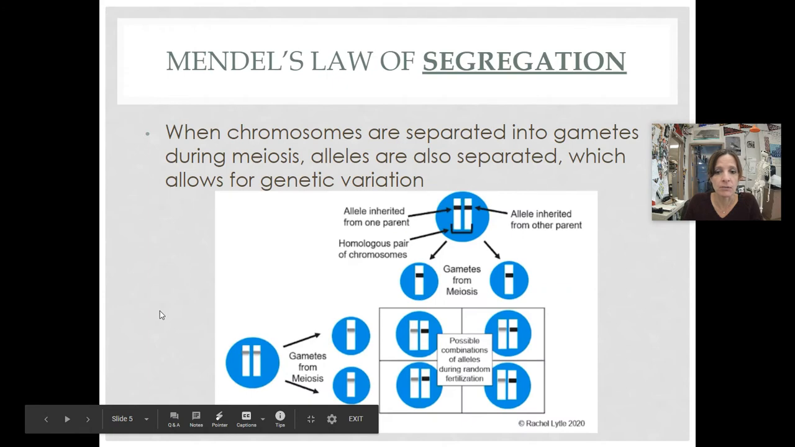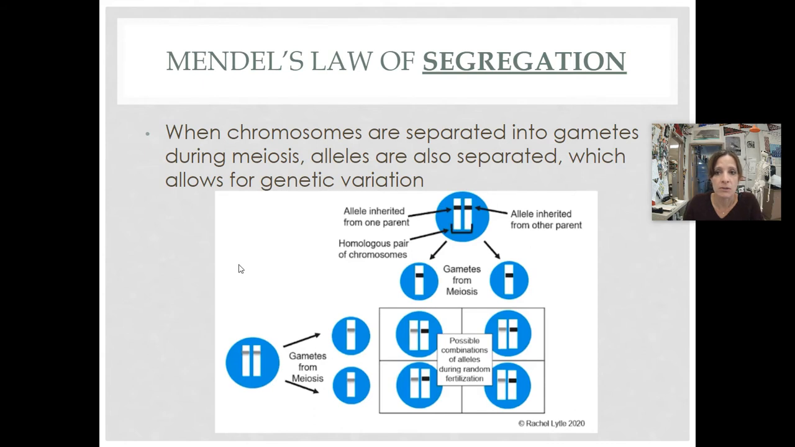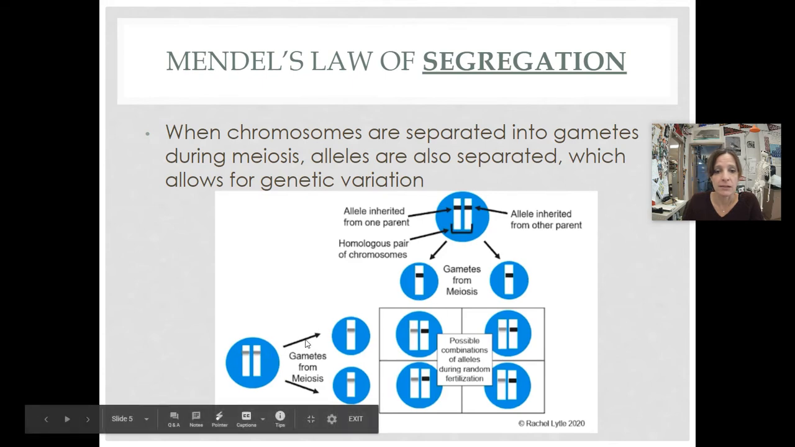Okay, so we're going to start with Mendel's law of segregation. That states that when chromosomes are separated into gametes in meiosis, the alleles are also separated, and that allows for genetic variation. So here you have an allele from one parent, so this would be a homologous pair of chromosomes, like a big R from mom and a big R or a little r from dad. And in meiosis, those are separated. And so that gives genetic variation because there's lots of possible combinations. So that's the law of segregation.